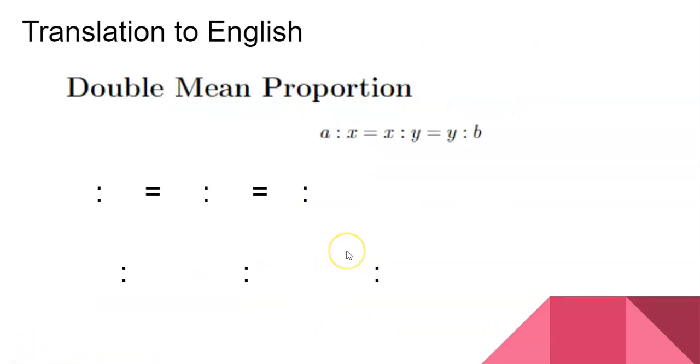In the meantime, let's discuss the double mean proportion statement. So let A be the target volume of the cube. Volume A is proportional to side length X. That's why we have A is to X. Then let B be the initial volume before the doubling. Volume B is proportional to the side length Y. That's why we have Y is to B.